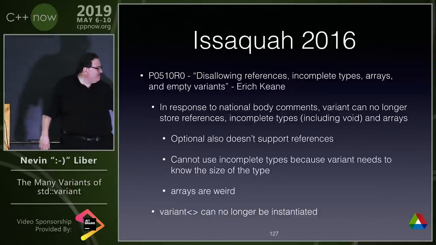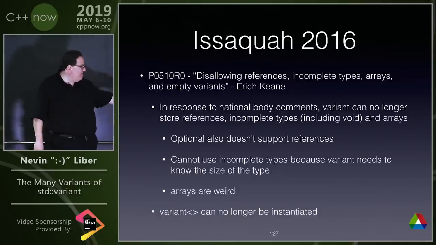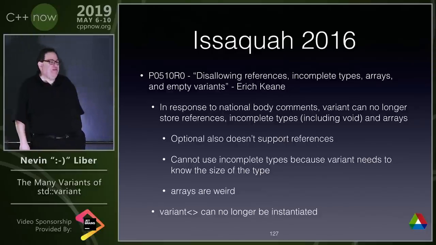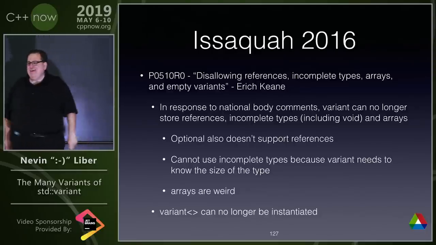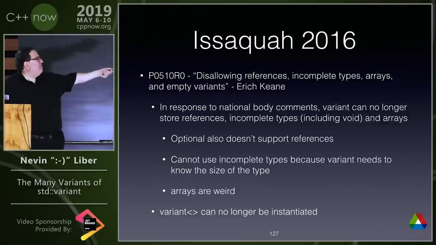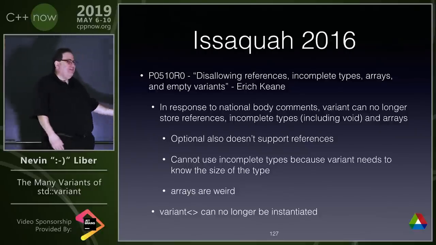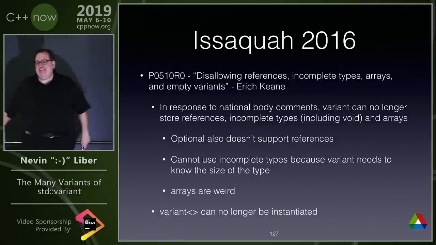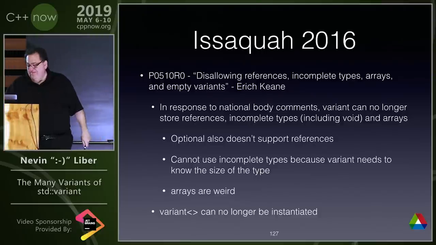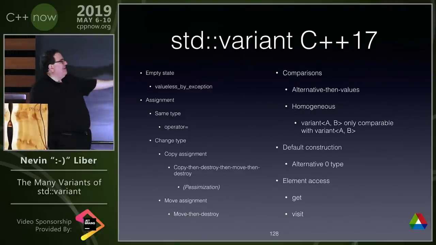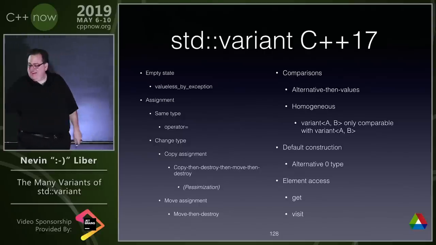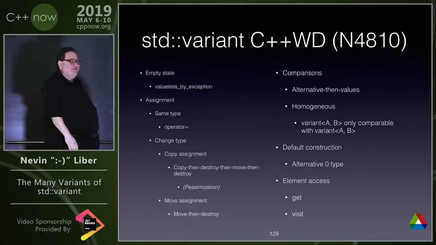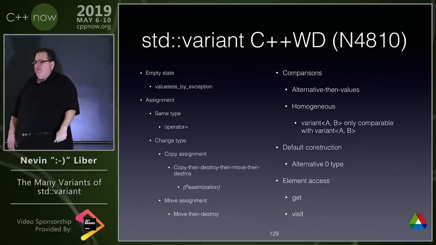And I've never gotten an answer why this got thrown out, but you can't even say this type is invalid, even though you can't instantiate it. I mean, this is paper 0510, there's like no reasons given, but again, this gets it out the door, and that's a minor thing. So this is kind of a summary. We're pretty much done with the library-based version of variant.